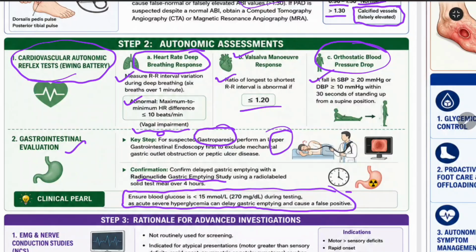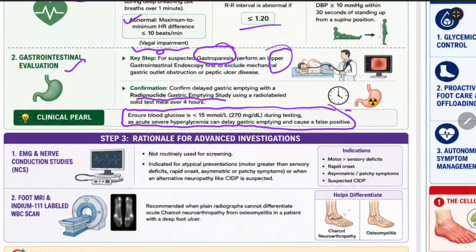The patient will feel early satiety, abdominal bloating. Some patients will also have constipation, diarrhea, sometimes constipation, sometimes diarrhea. All these things, resting tachycardia and orthostatic hypotension, signify autonomic nervous system failure. When should you do advanced investigations? EMG and nerve conduction studies should be done when there is atypical presentation.